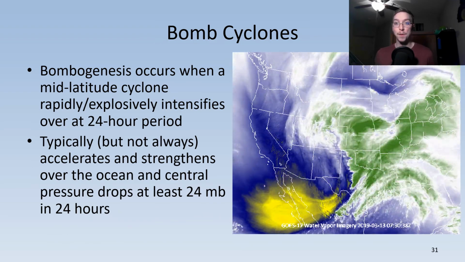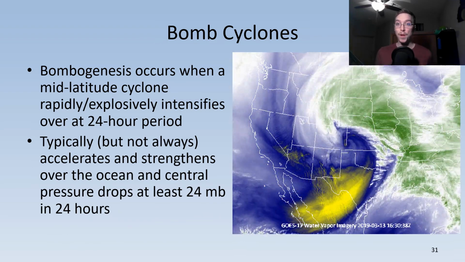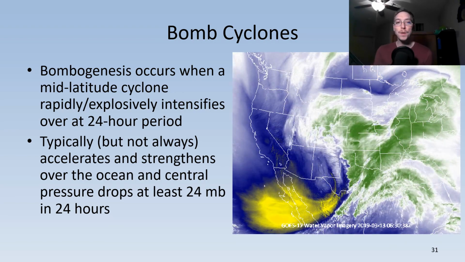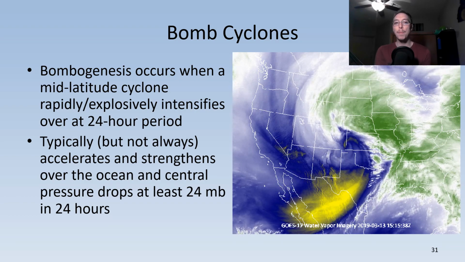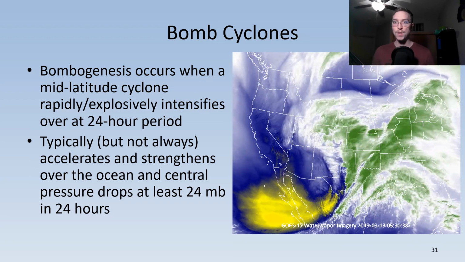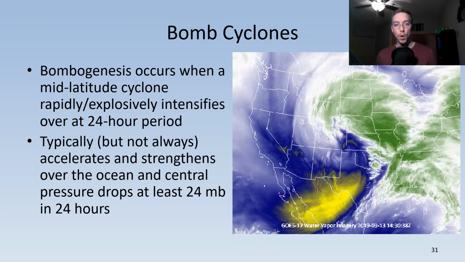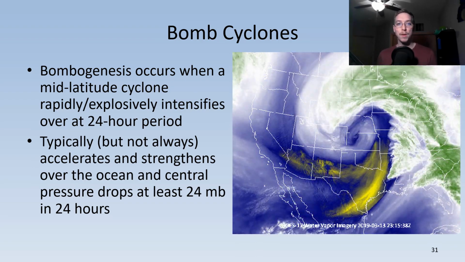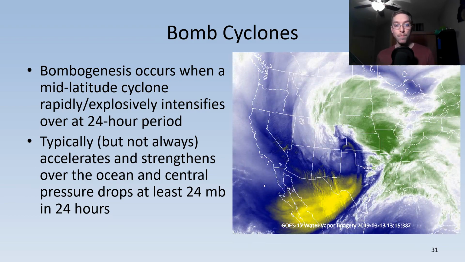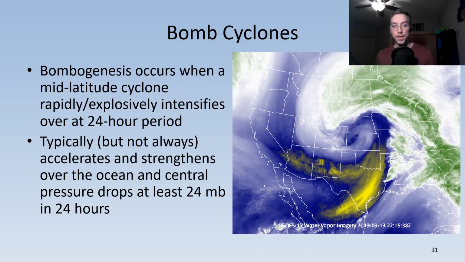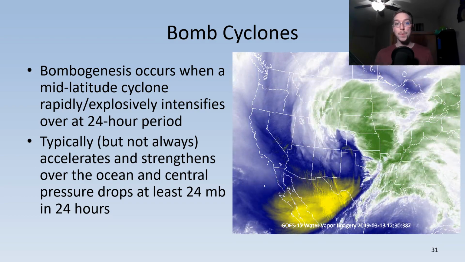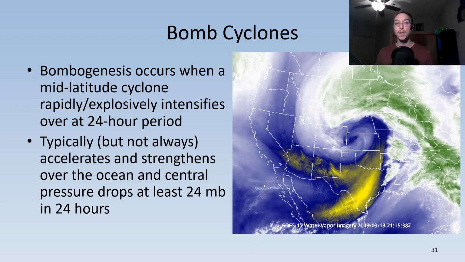What is a bomb cyclone? Because that's a pretty colorful and sensational word. Well, what it basically means is the rapid or explosive intensification of a mid-latitude system. Bombogenesis, which is an actual term, occurs when a mid-latitude cyclone rapidly or explosively intensifies over a 24-hour period. This is typically, but not always, accelerating and strengthening over the ocean, and central pressure within that system drops at least 24 millibars in 24 hours.